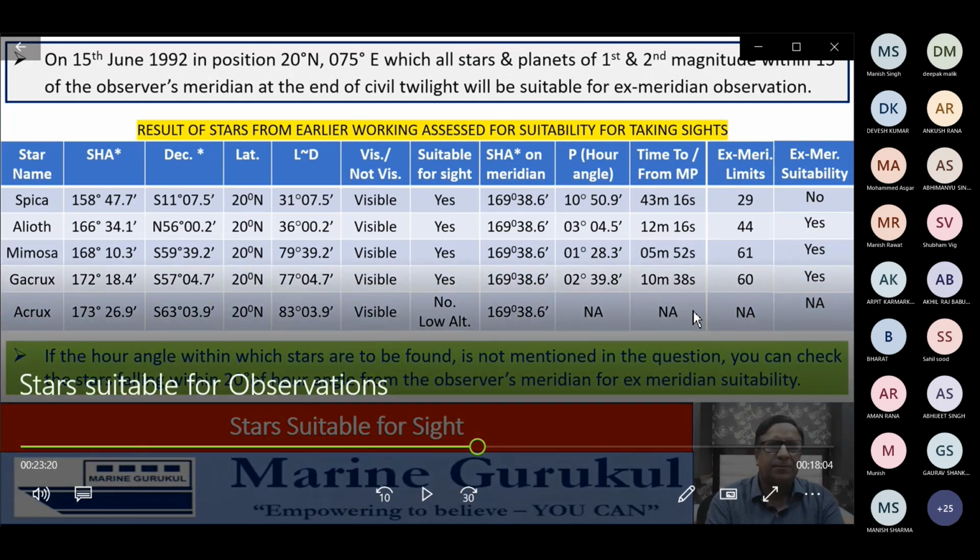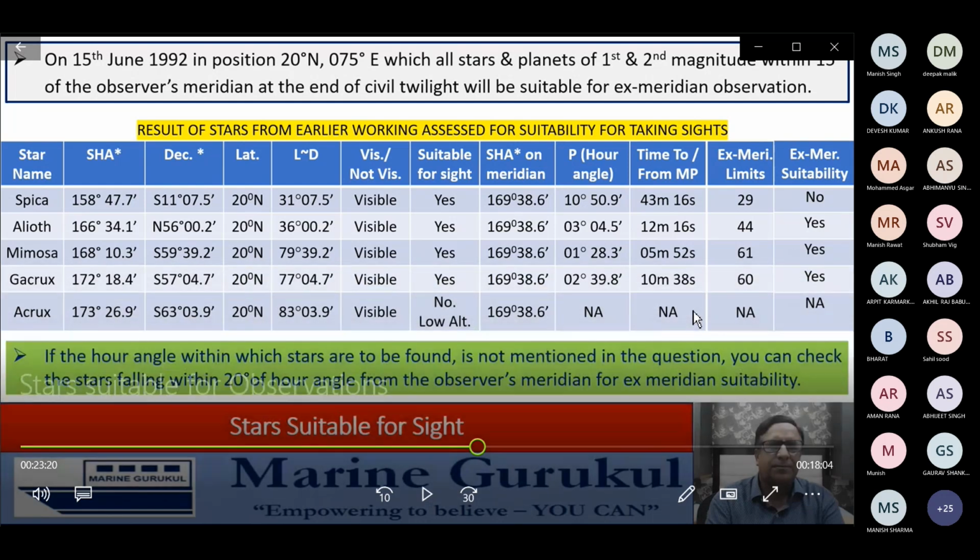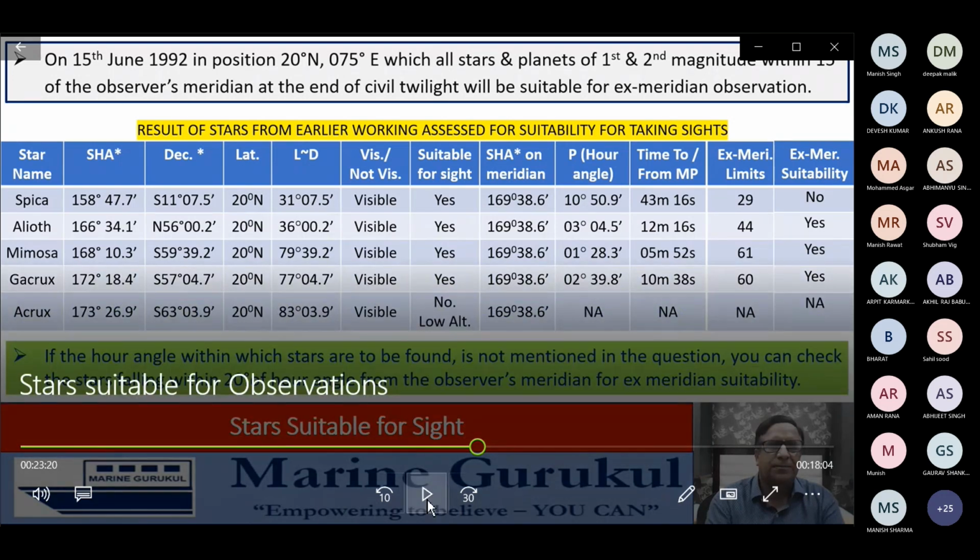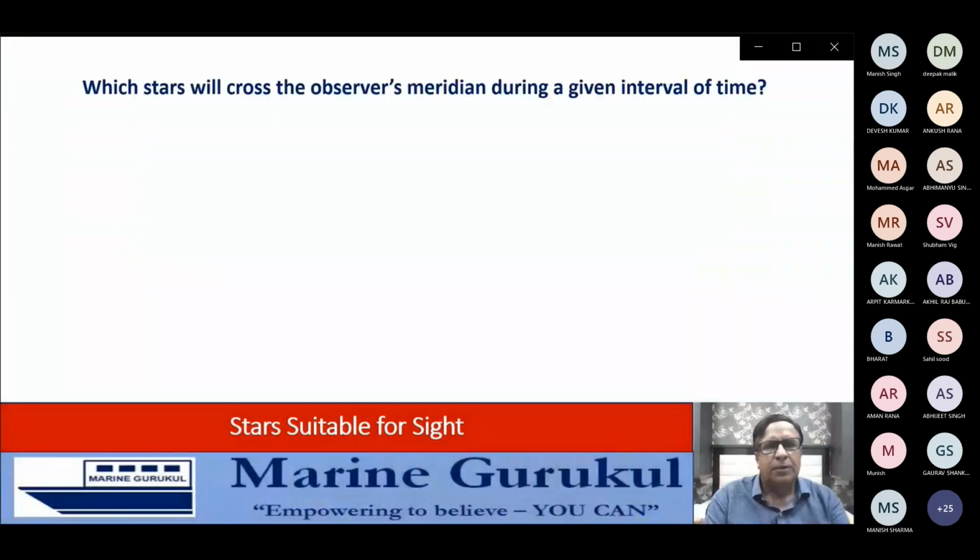Now we are proceeding further to the next type of question, which is slightly different from this one. So these first 3 types were on a similar pattern. The next 2 types that are coming are slightly different, so let's try to understand them. Now there may be situations or questions in which we may have to find stars and planets which cross the observer's meridian within a given interval of time.